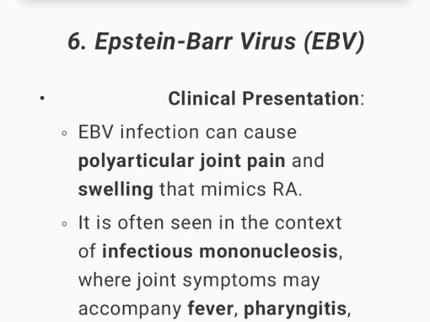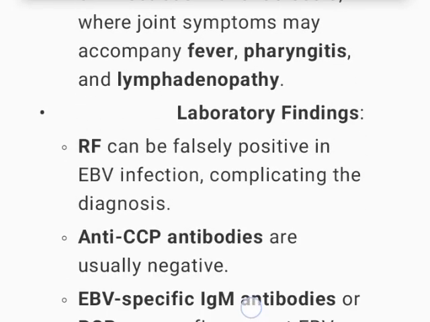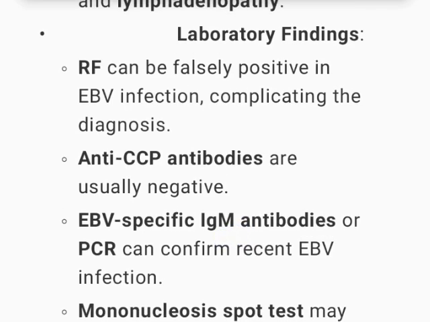6. Epstein-Barr virus, EBV. Clinical presentation: EBV infection can cause polyarticular joint pain and swelling that mimics RA. It is often seen in the context of infectious mononucleosis, where joint symptoms may accompany fever, pharyngitis, and lymphadenopathy. Laboratory findings: RF can be falsely positive in EBV infection, complicating the diagnosis. Anti-CCP antibodies are usually negative.